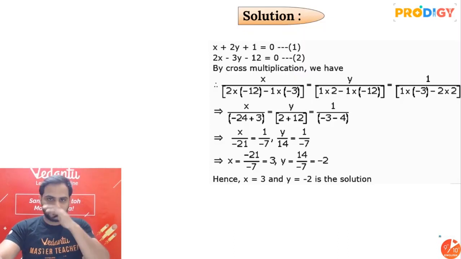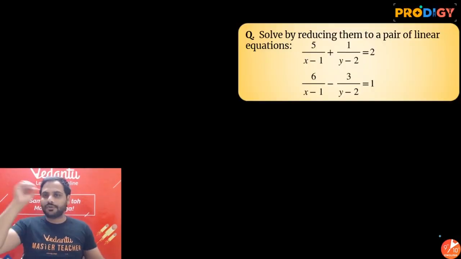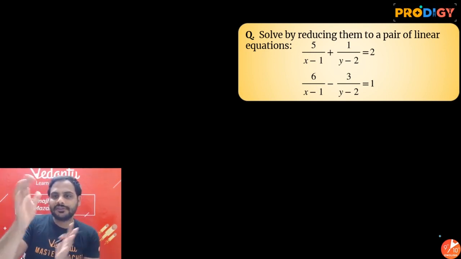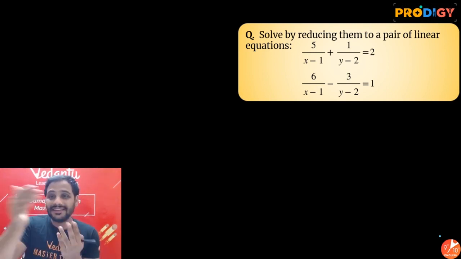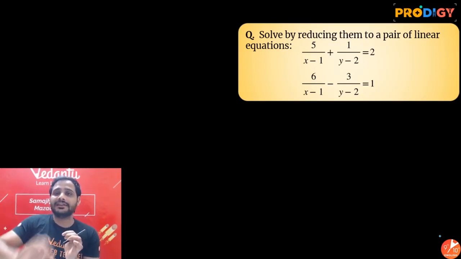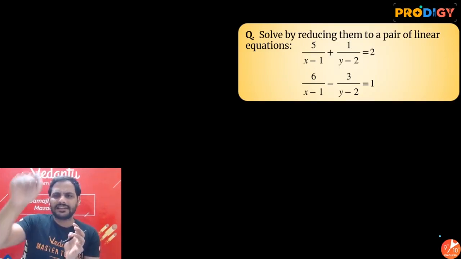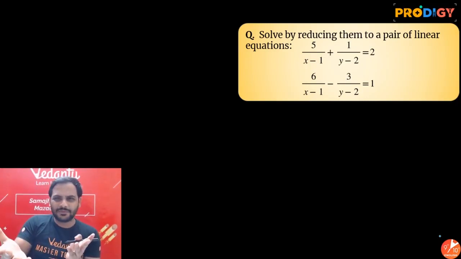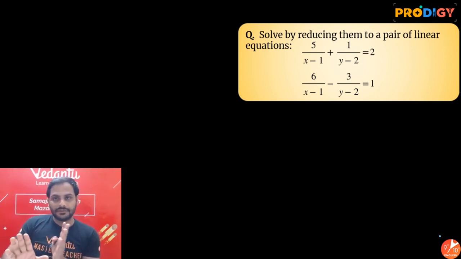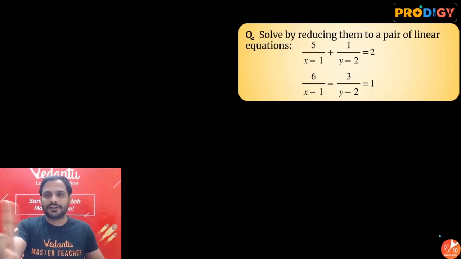Okay, moving on. Next question is this: solve by reducing them to a pair of linear equations. If you see over here, x and y are in the denominator, and if x and y are in the denominator, I can clearly say they are not a pair of linear equations. The variable is in the denominator, the power is not 1, it is minus 1, right? So I can say no, this is not a linear equation.